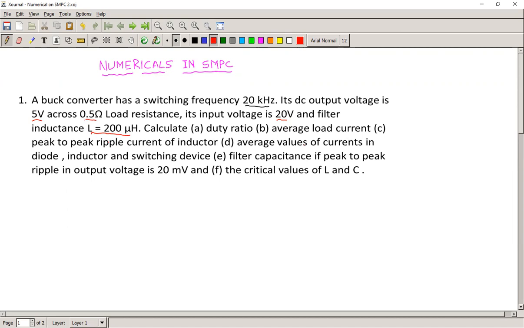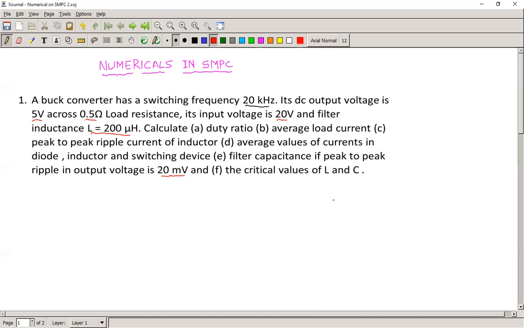C, peak to peak ripple inductor current. D, average value of current in the diode, inductor, and switching device. E, filter capacitance if the peak to peak ripple voltage is 20 millivolts, and the critical value of inductance and capacitance. Okay.